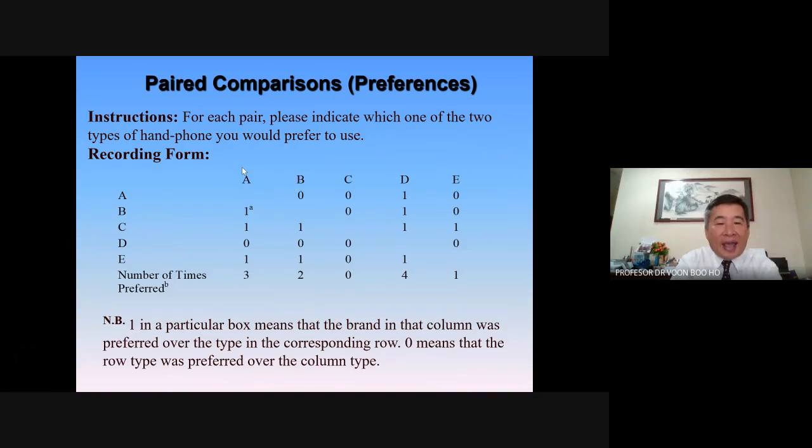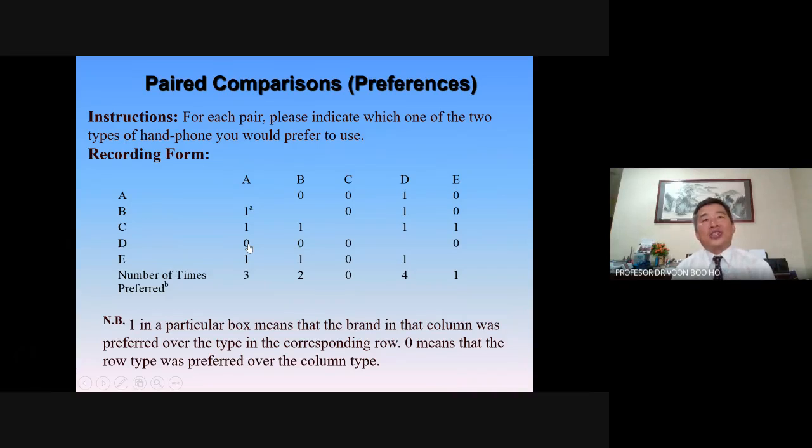So if you prefer A to B, for instance, you will write one in that box, right? And if you prefer A to C, then you write one in that particular box. But if you prefer D to A, then you write 0 here, right? So you can see with this kind of paired comparison, comparing two by two, and with certain instruction, you as a researcher will know later on, out of all these objects, which one is the most preferred, right? By just adding up all the scores of 1 here.